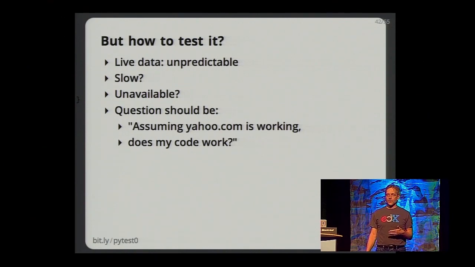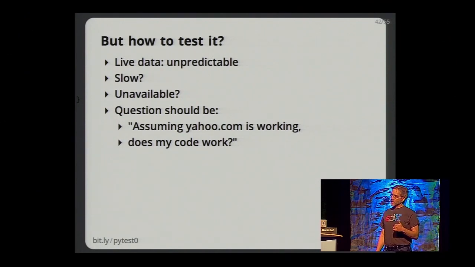It's slow, right? It's actually pretty fast to go to finance.yahoo.com and get a quote, but it's probably slower than you'd want it to be. Maybe it's unavailable. Maybe Yahoo goes down, right? They're trying to fix the Heartbleed bug. You can't run your tests that day. That's no good. So the question should be, for your code, assuming Yahoo is working, does my code work?